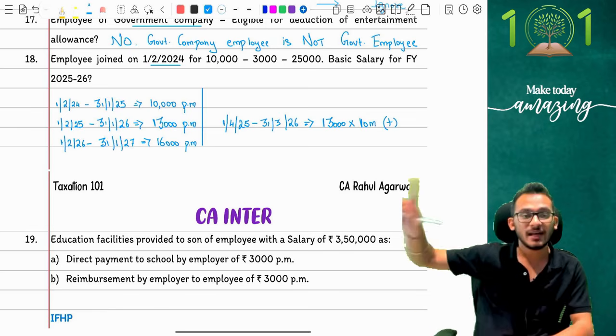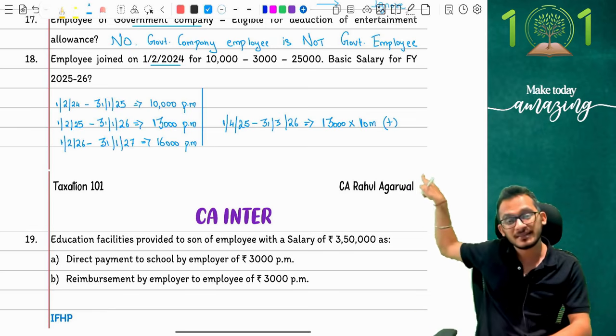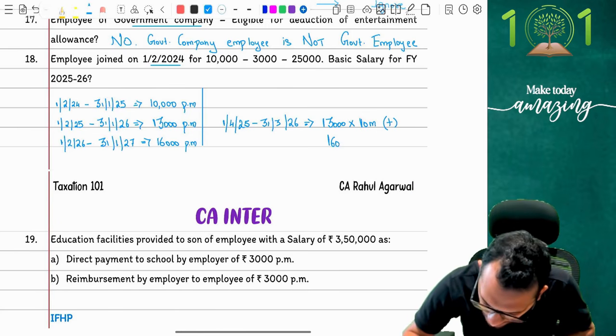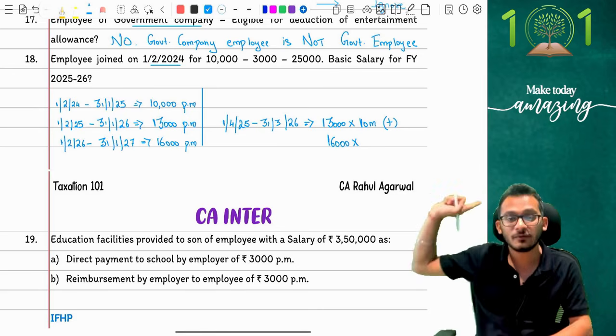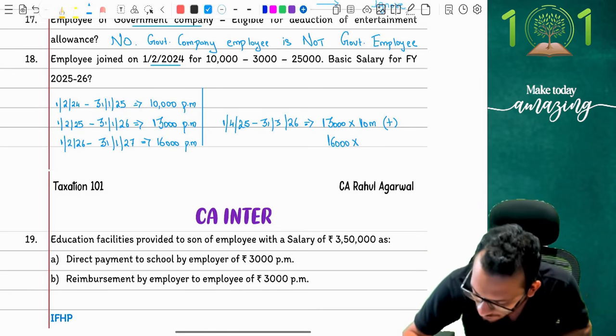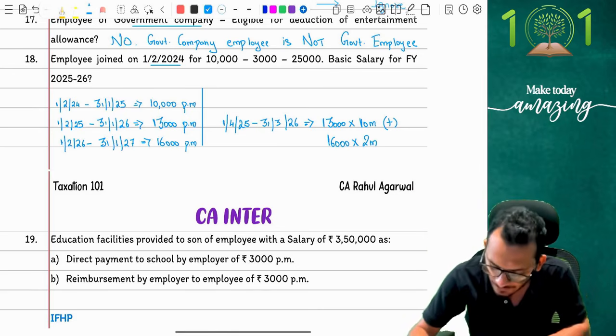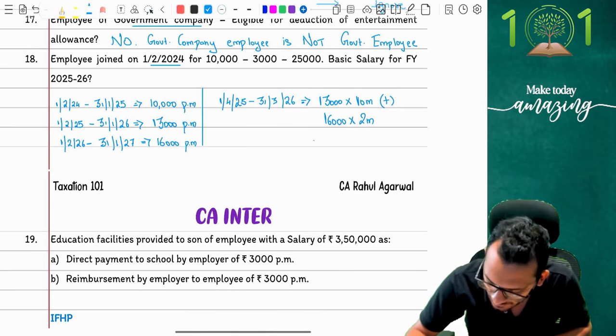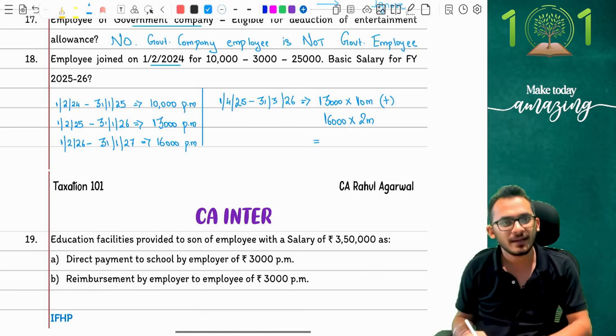Plus, next what happened? February again I got an increment. This is my third cycle of increment. In the third cycle of increment, I would have got 16,000 rupees, and this 16,000 rupees is going on for the full year, but I only need it till March, and therefore this is the number which is going to come to me, which means this is my final answer. This is my final answer, and this is how the computation will look like. Clear enough to go? Yes.